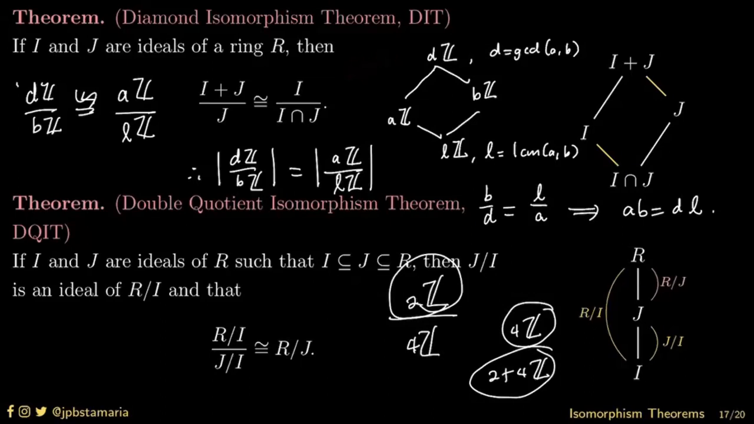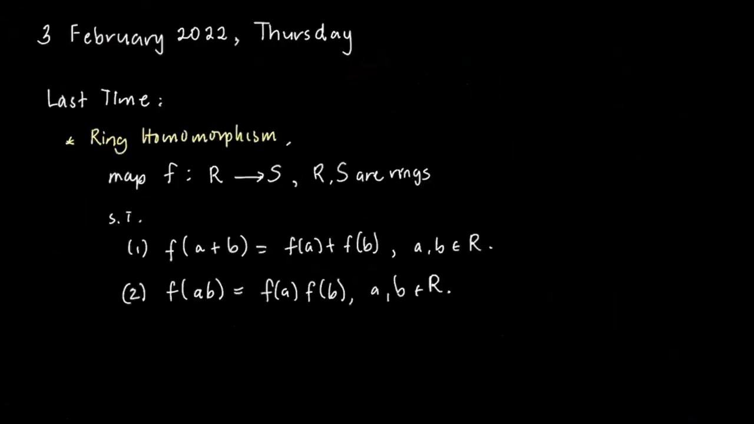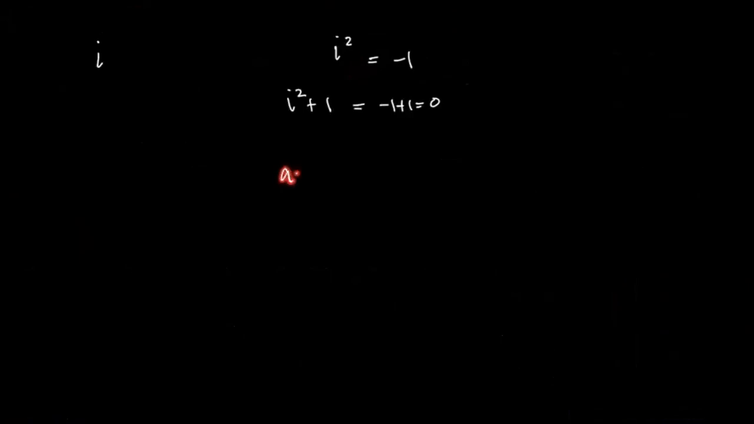Halimbawa, meron kang dalawang integers, kunwari si 12 tsaka si 8, no? Anong GCD nila? Ang GCD nila ay 4 obviously. Pero ang LCM nila, ano yung LCM nila? Anong LCM ng 12 and 8? Paki-chat na sa chat box.